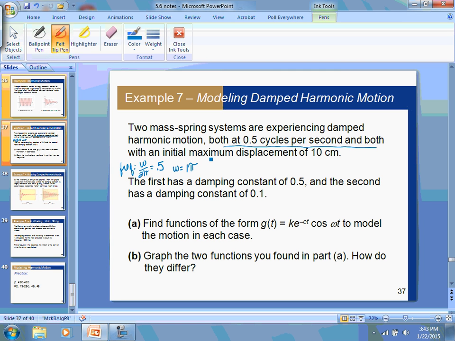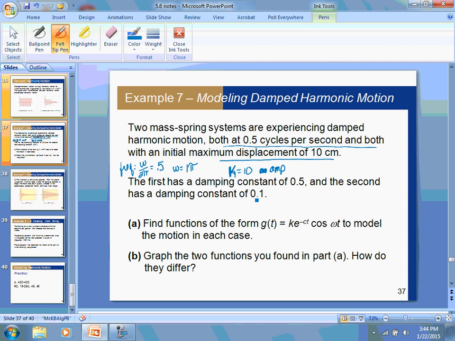And then the other piece of information here, this maximum displacement of 10 centimeters, that's going to be our k value. Oops, that's supposed to be a k. So that's like our amplitude that we were working with in the previous sections of notes. Okay. Now if we continue on, it tells us that the first damping constant is 0.5 and the second damping constant is 0.1. Okay, so those are those c values.